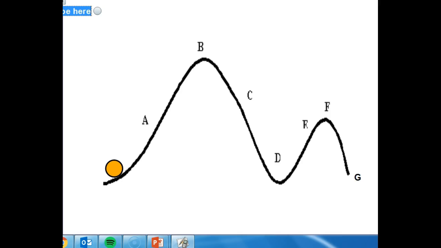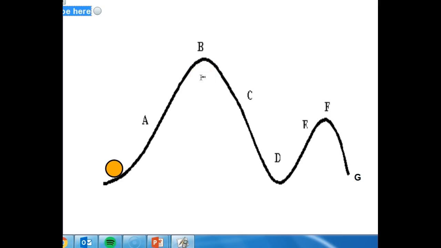The correct answer is B. The ball will have the most potential energy at B because that's the highest hill. It takes more energy to get the ball up to point B than it does to get it to point F or any of the other spots. So the greatest amount of stored energy would be at the top of that tallest hill. Whenever you're faced with a question like this, look for the tallest hill because that's where the most work would have to be done to get to that spot.